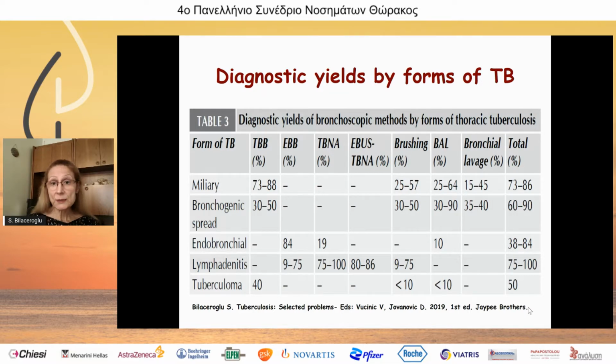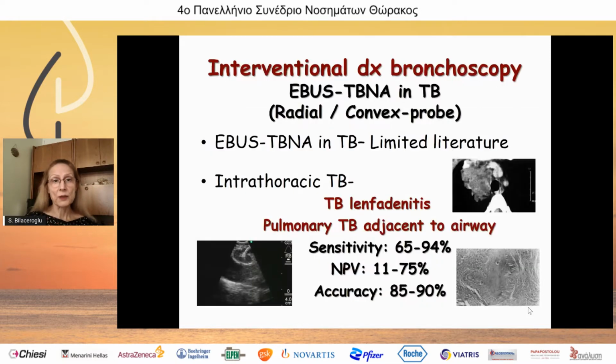In bronchogenic spread, bronchoalveolar lavage should be combined with other methods, but it's necessary to use bronchoalveolar lavage. In endobronchial TB, you have to use endobronchial biopsy, and in other examples like TB lymphadenitis, we should use conventional transbronchial needle aspiration or EBUS-TBNA. So know the method to use in which form of TB.